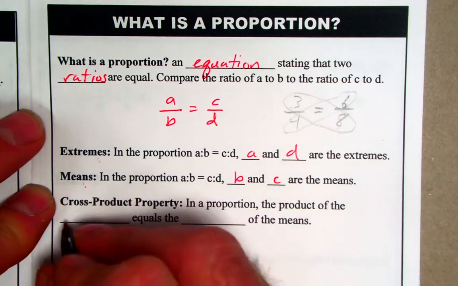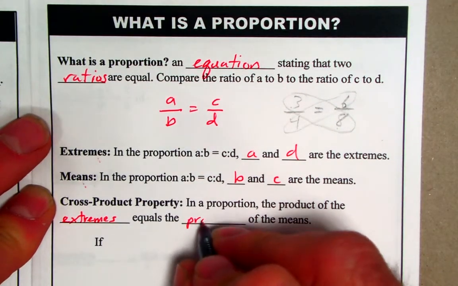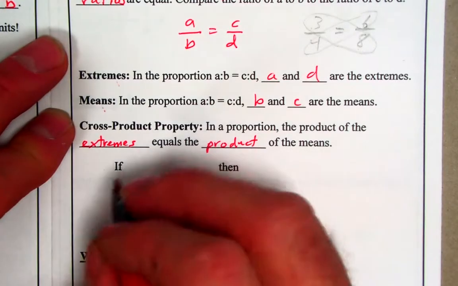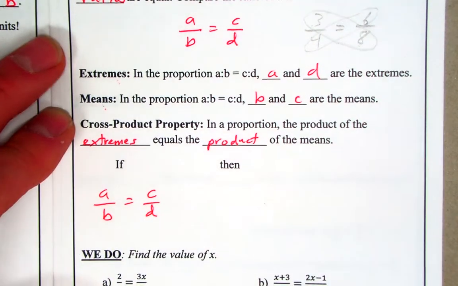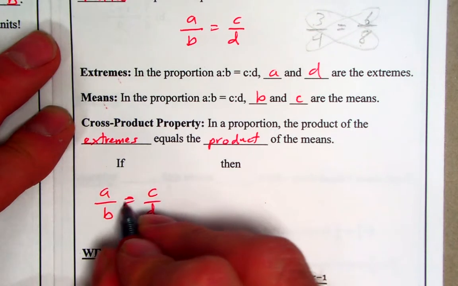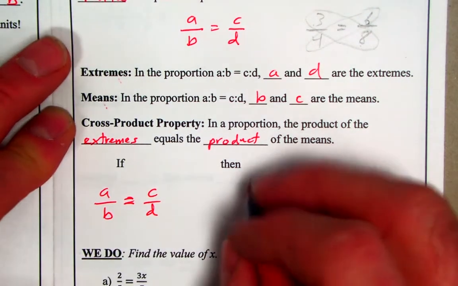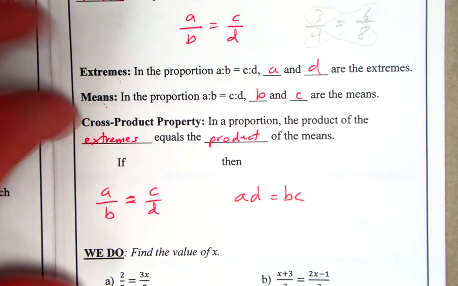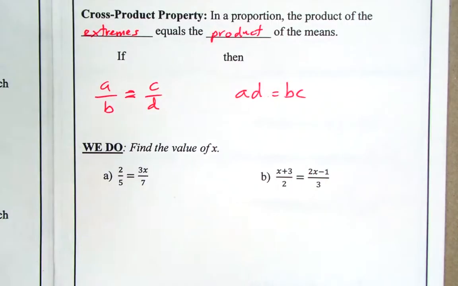So the product of the extremes is equal to the product of the means. So if A over B is equal to C over D, and we know it's true because it says it's true, we're saying those two are equal, so we have a true proportion here. If this is true, then it's also true that A times D is equal to B times C. And then we just use that fact to solve equations that are written in the format of a proportion.